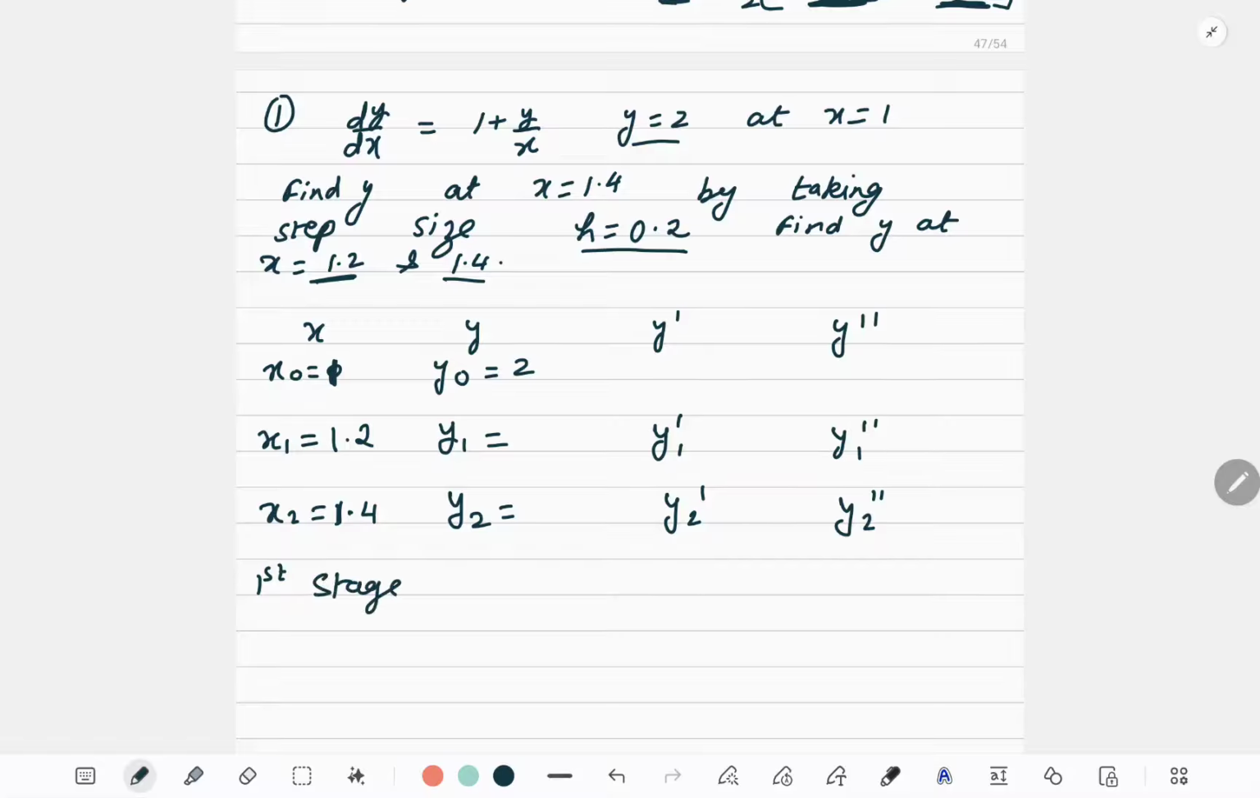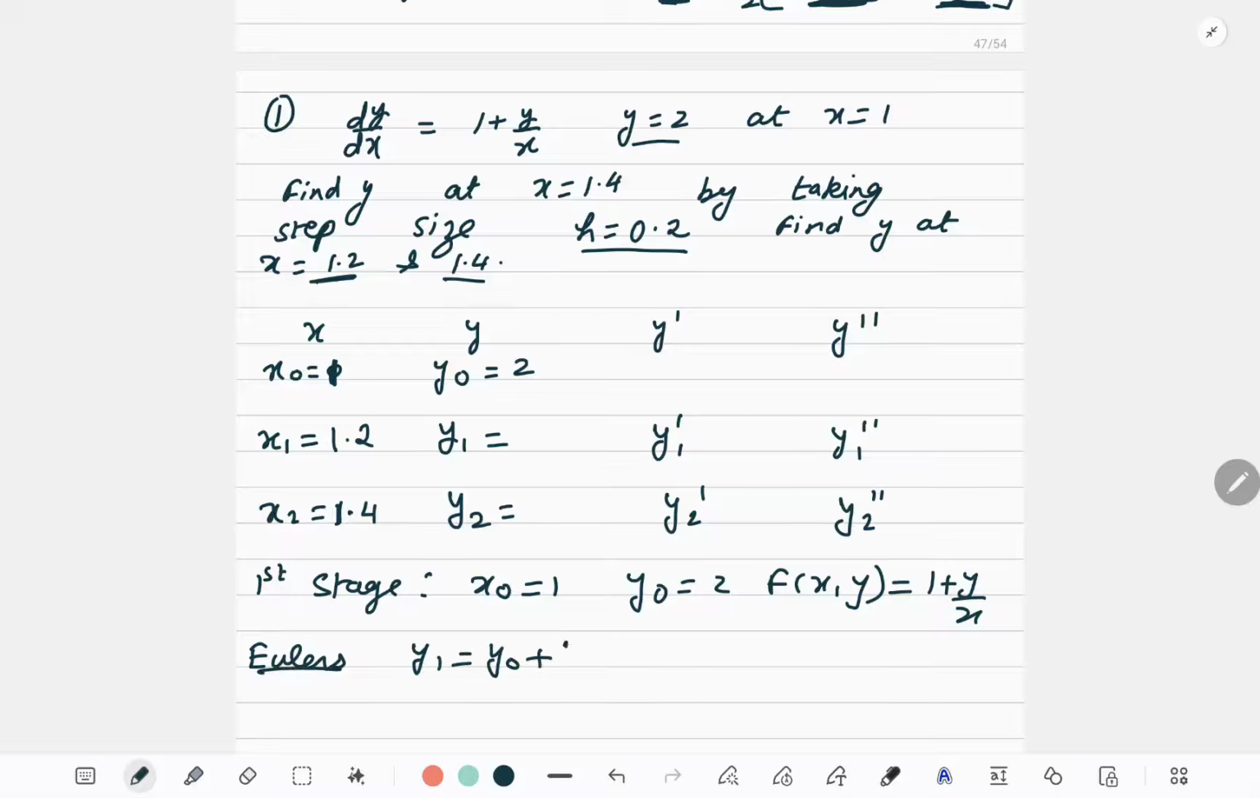So now when I am doing first stage, what is my x0 value? 1. What is my y0 value? 2. What is my function value? It is 1 plus y by x. Okay. Now apply the formula. What is my Euler's formula? So y1 is equal to y0 plus h f of x0 y0. So let us put the value. What is the value of y0? y0 is 2. So 2 plus h.